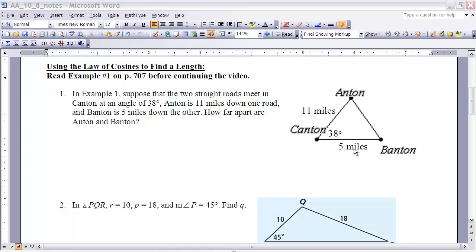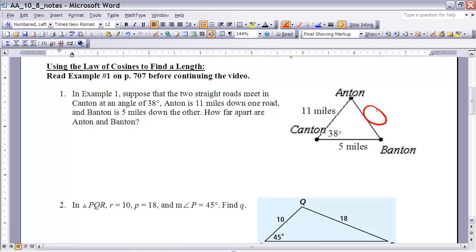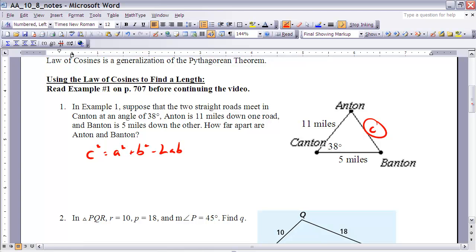Now you'll notice that I have a side angle side situation, which will allow me to solve for what I'm looking for, the distance between Anton and Banton. So if I'm trying to find that distance, that's over here. I can use the law of cosines to go about doing that. So I'm going to call that c. Therefore I'm going to say c squared is equal to a squared plus b squared minus 2ab times the cosine of c.